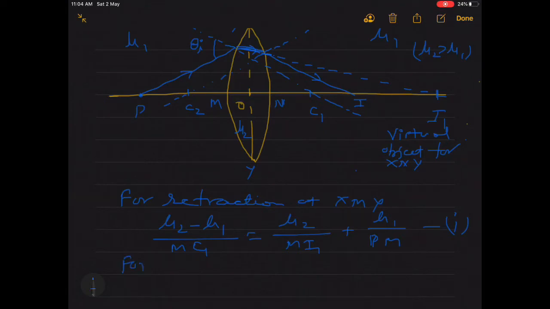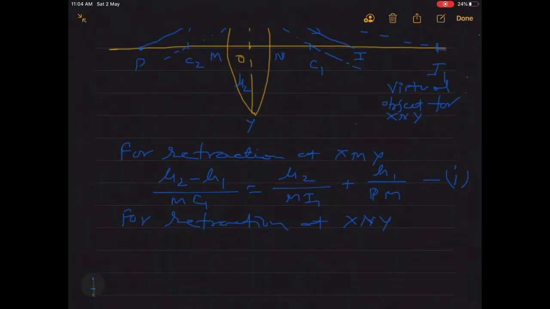When it comes to the second surface, for refraction at X and Y, the term MI1 is a virtual term, it is not really existing. So for the second surface, since it has become the object, that equation can be written in a similar way, (mu2 minus mu1) upon NC2. NC2 is the radius of the second surface, as MC1 was the radius of the first surface, is equal to mu1 upon NI, NI is the final image, minus mu2 upon NI1.